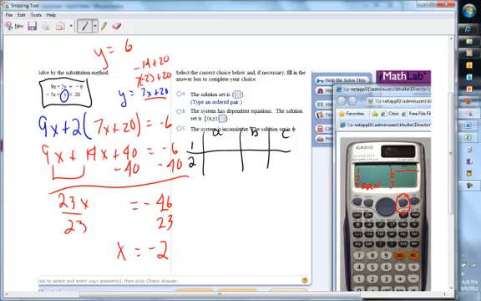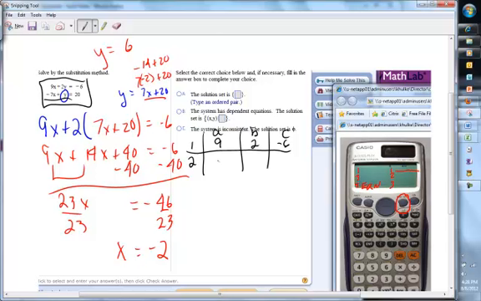9, 2, negative 6. So our first row says 9, 2, negative 6. Our second row will be these: negative 7, 2, 20. And our second row is negative 7, 2, 20.